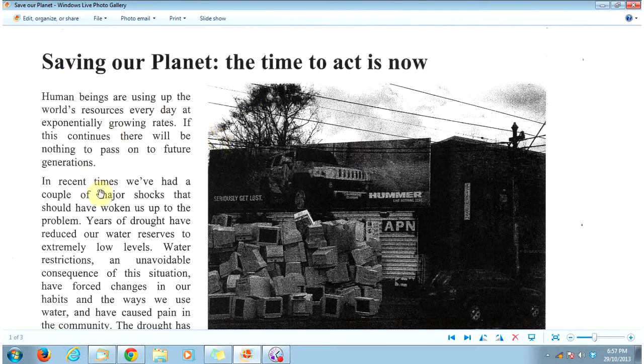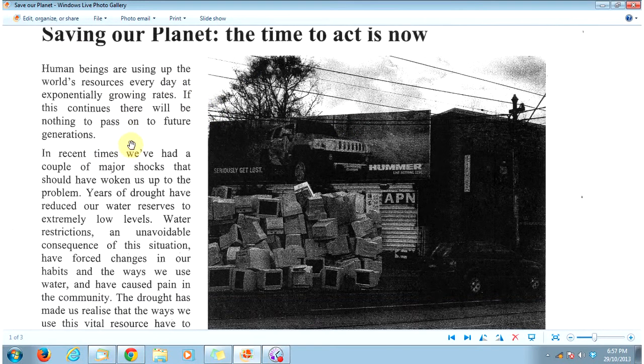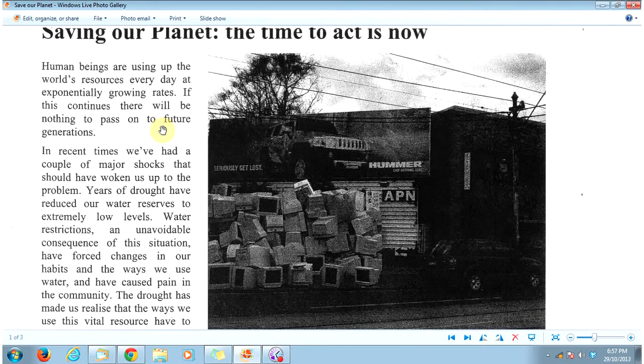Okay, so in the first paragraph here, we want to have a look at this future generations. So that gives the current generation a sense of responsibility. It's not just about them.